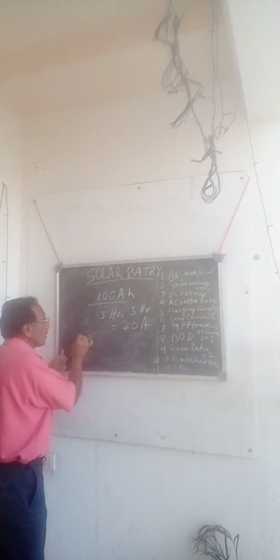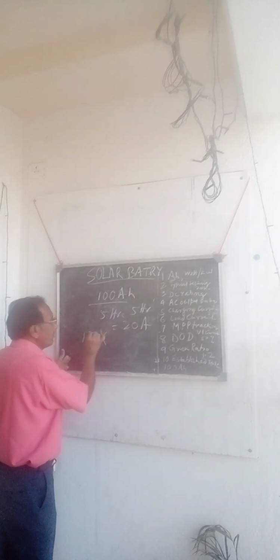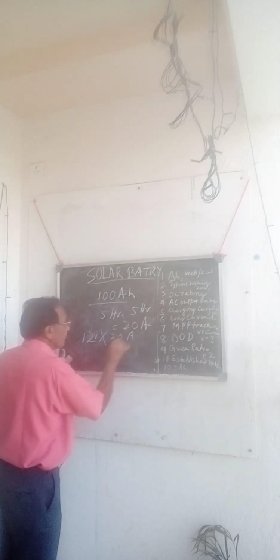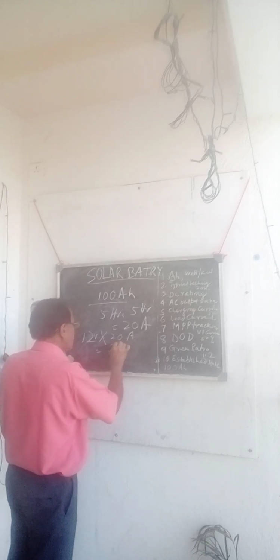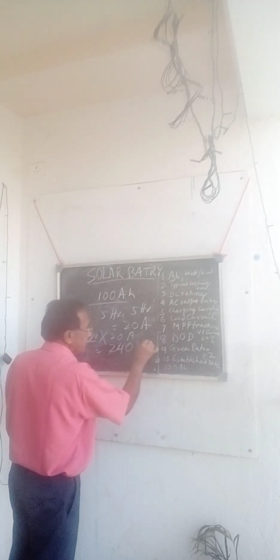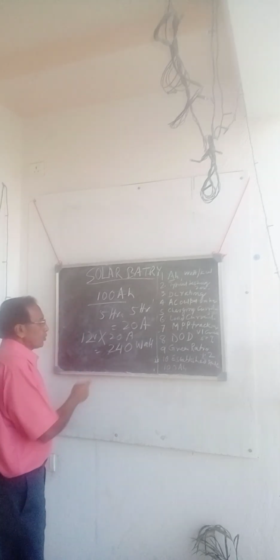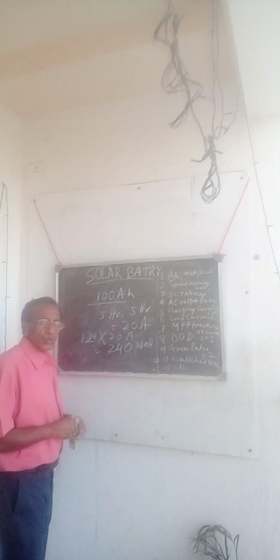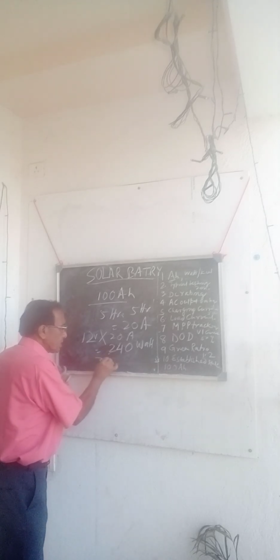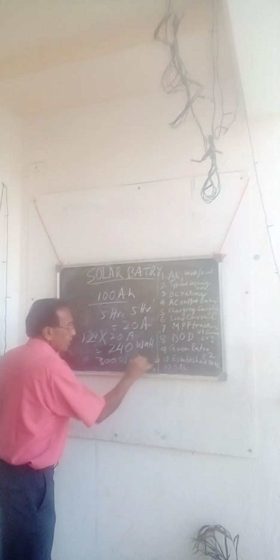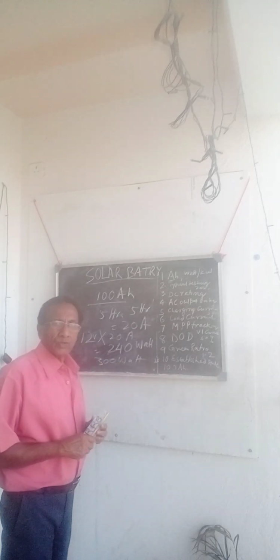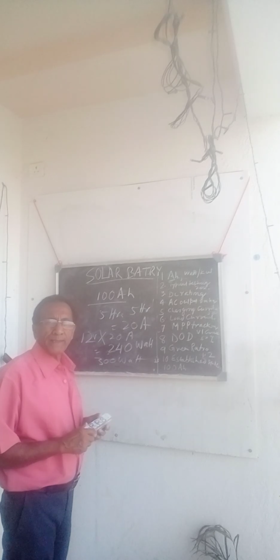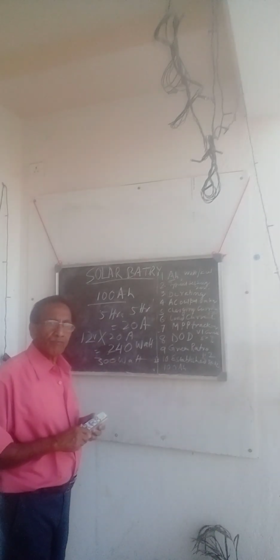So the wattage of the solar panel, if its working voltage is 12 volt, then 12 volt into 20 ampere is equal to 240 watt. 240 watt will be generated by the solar panel. So an average 300 watt solar panel rating we require to charge our 100 ampere hour battery in 5 hours.